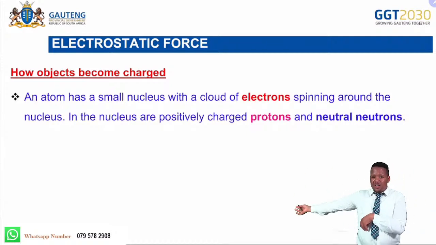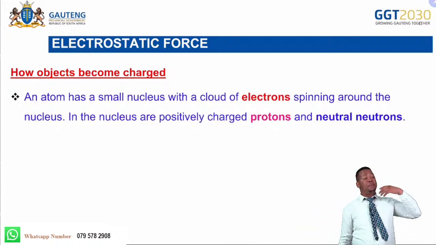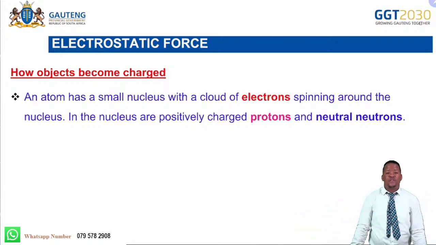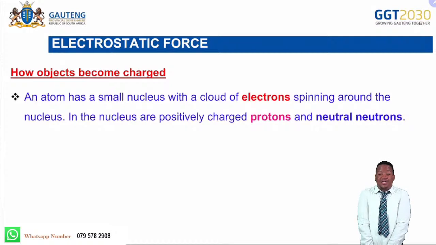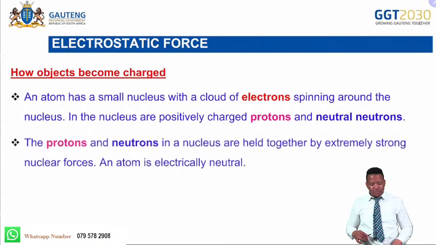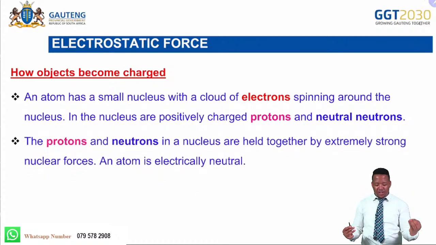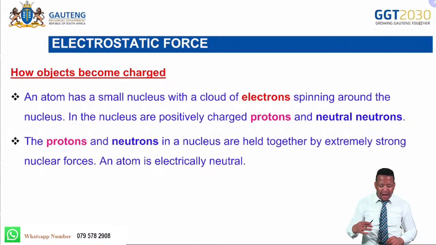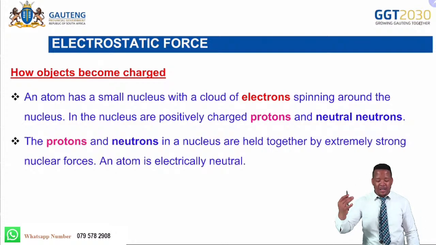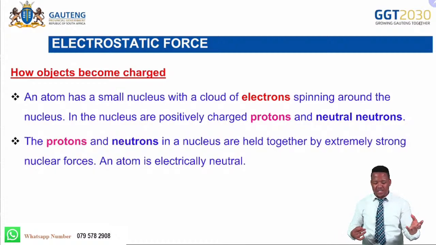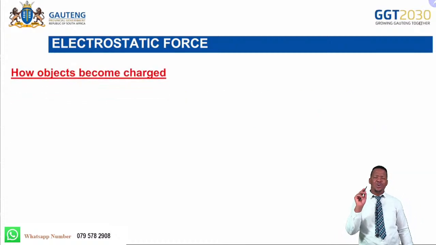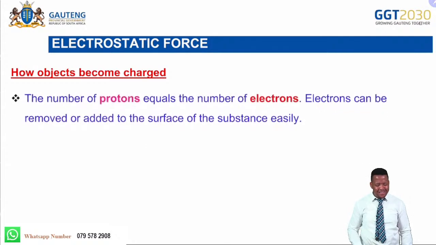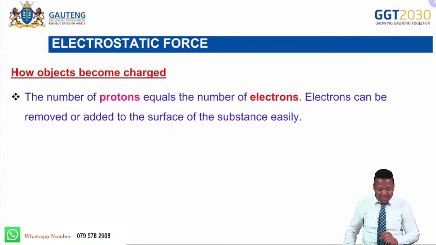So we have electrons, which are negative, protons, which are positive, and neutrons, which are neutral. They don't have a charge. The protons and the neutrons in the nucleus are held together by extremely strong nuclear forces. An atom is electrically neutral. So how do objects become charged? The number of protons equals the number of electrons.